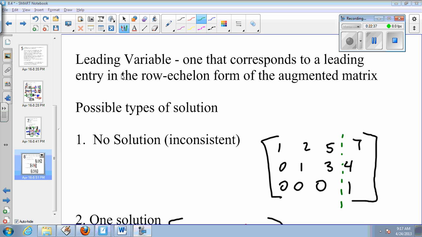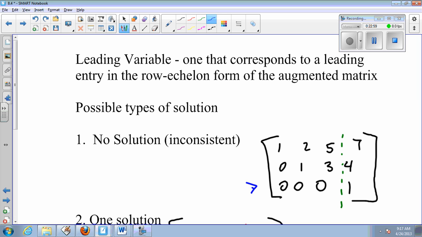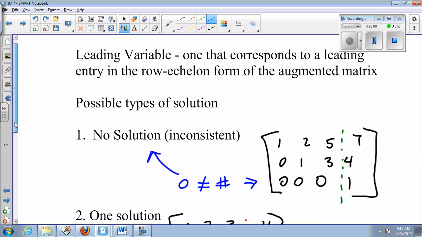So as a reminder, the leading variable is the one that corresponds to a leading entry in the row echelon form of the augmented matrix. And just as in every other system, in matrices we have different types of solutions. We could have no solution, which is inconsistent. And that's when you have, on the left side, a row of zeros equaling a number. 0 cannot equal any number. It's not possible. So that makes it no solution.